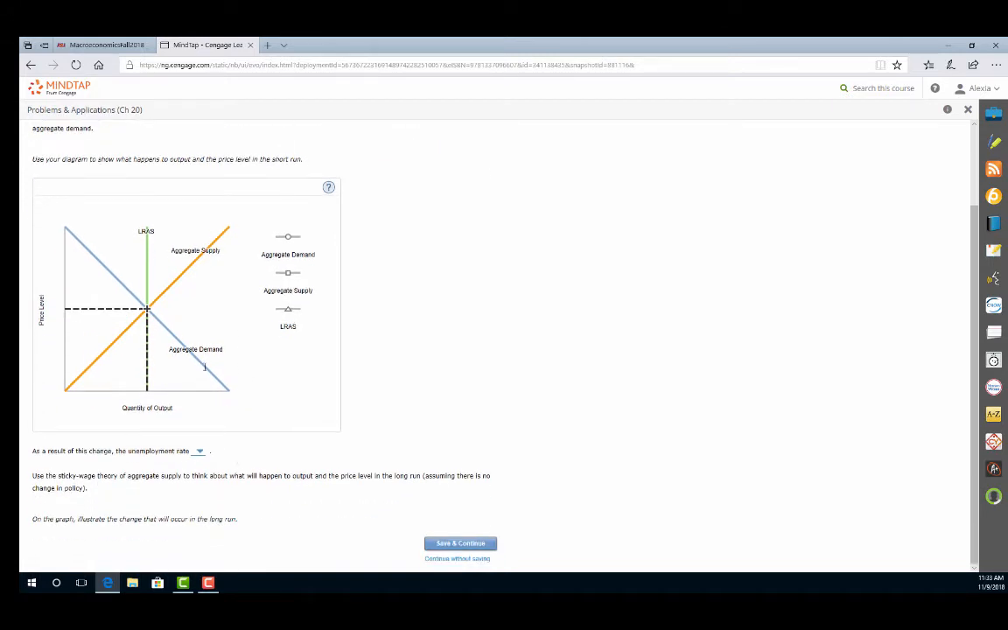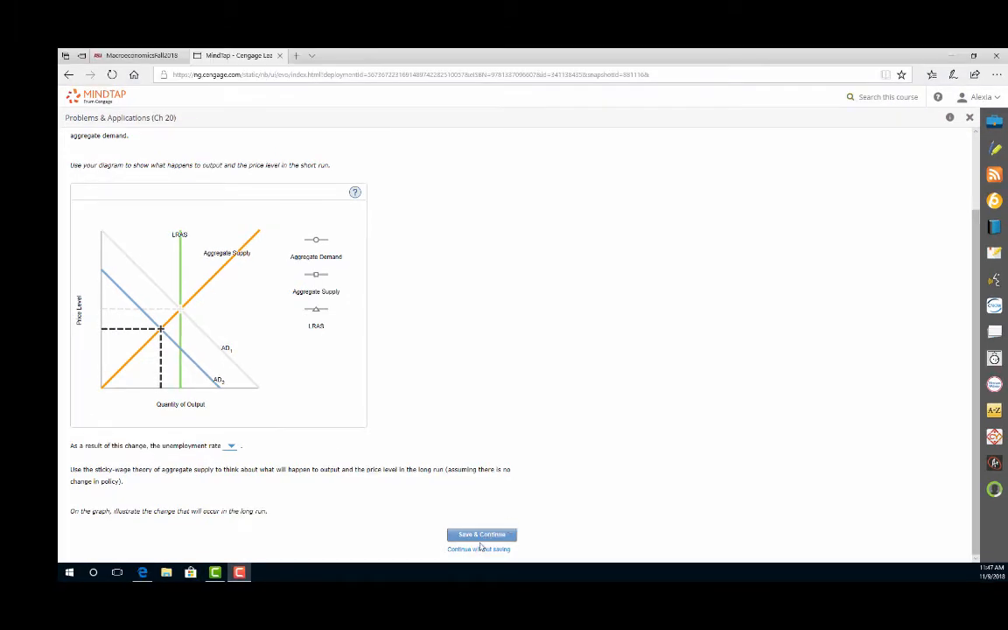So if we have a decrease in our investment, what do you think is going to happen here? Well, our aggregate demand curve, I'm going to just do this one, is going to decrease or shift to the left. And then you're asked, actually you're only asked the one question, what will happen as a result of this change to the unemployment rate? And I think you'll be able to answer this. Okay, so let's continue on to question number 2.